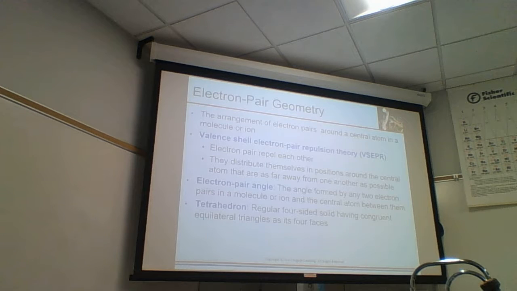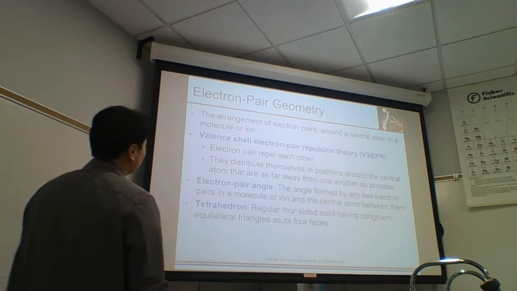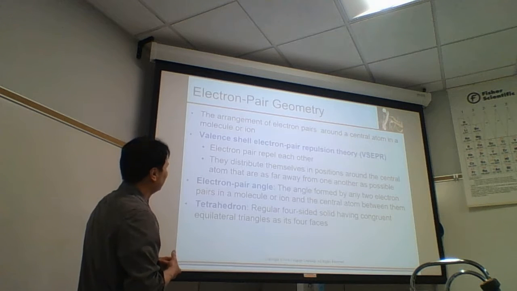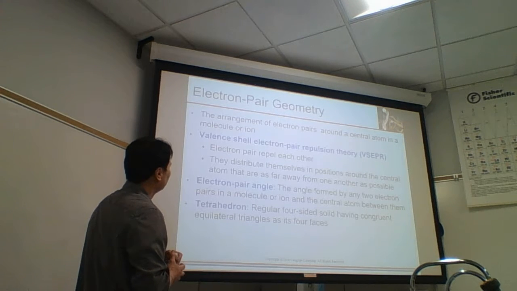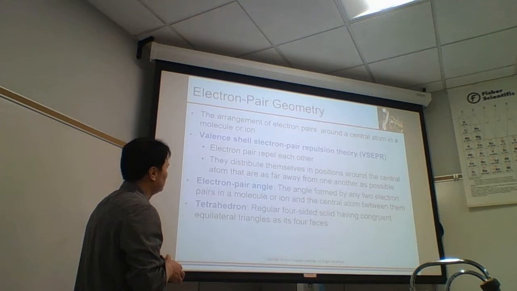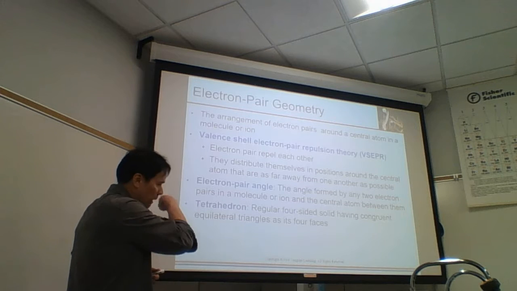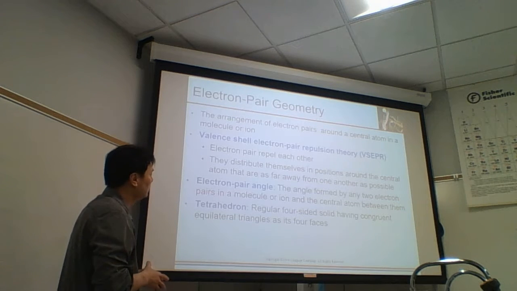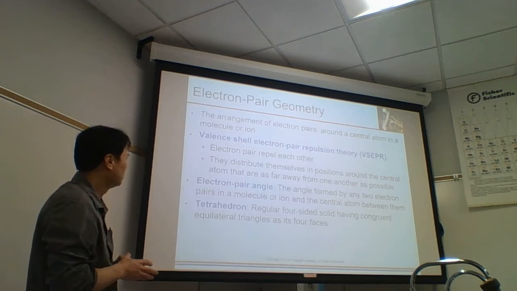Look at electron pair geometry. Electron pair geometry is not really an accurate use of the word pair. A pair can be anything. It's just a group of electrons. So it could be a single electron up to a triple bond. You call the pair.